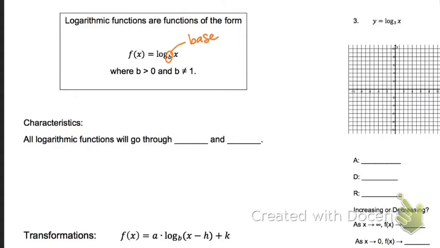And our base will always be a positive number, so you'll never have negative. If it's negative, then it doesn't exist or it's undefined. And it will also never equal 1. Now, kind of like how in the last part of the section we wanted to find 2 ordered pairs, one making the exponent 0 and one making the exponent 1.